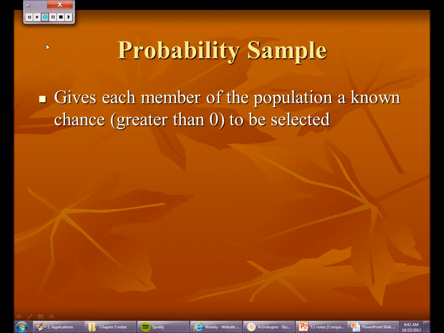Probability samples give each member of the population a known chance greater than 0 to be selected.